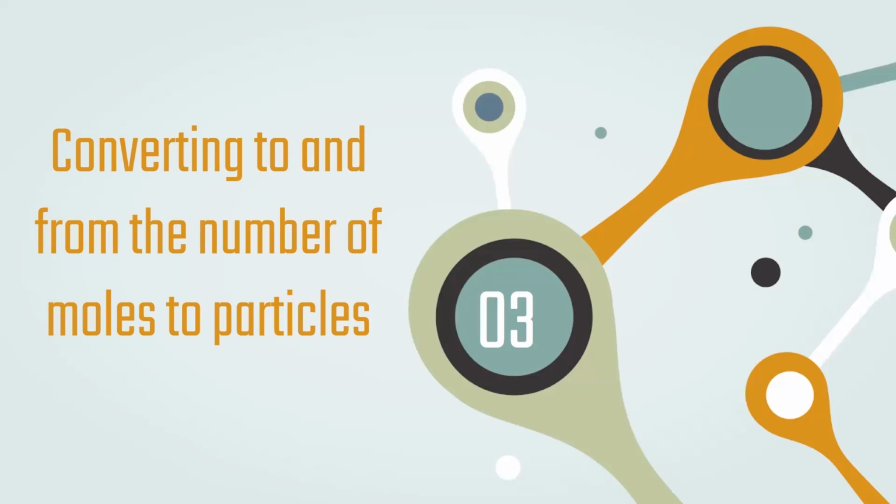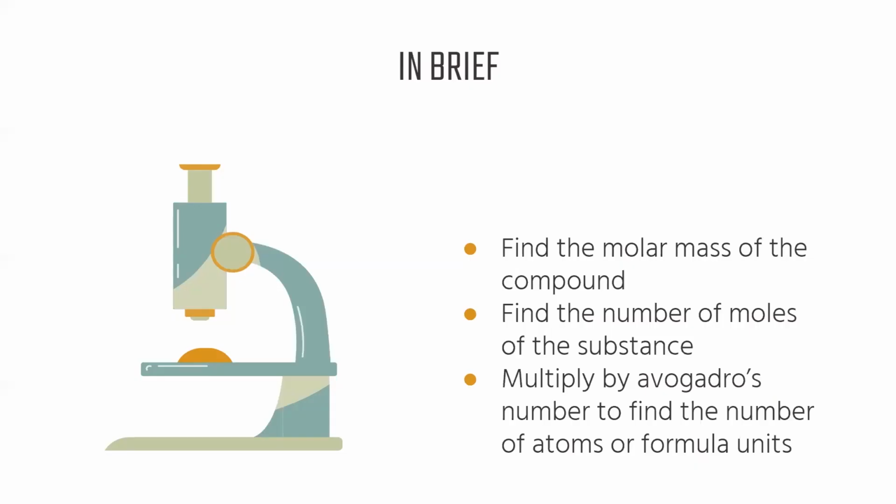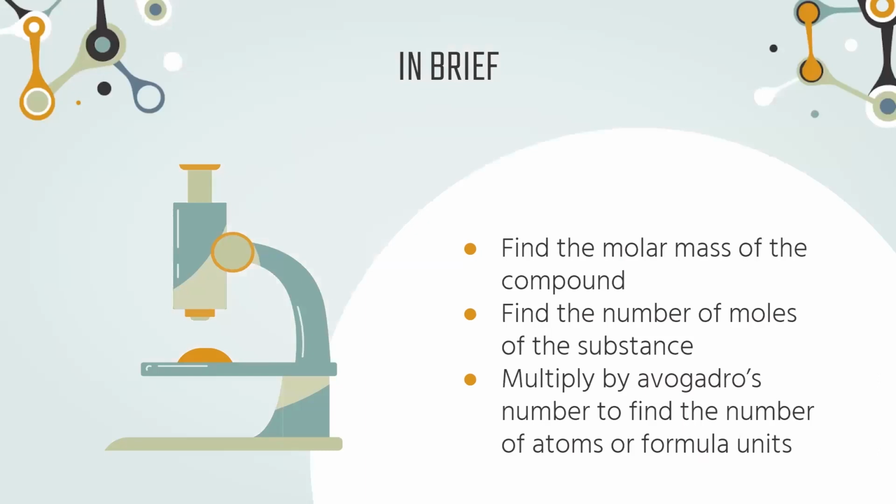Now let's move forward. So basically what we will be doing is finding the molar mass of a compound. We're going to be using the periodic table for this, finding the number of moles in a substance, and we're going to be using Avogadro's number to find the number of particles or formula units present in a certain molecule.